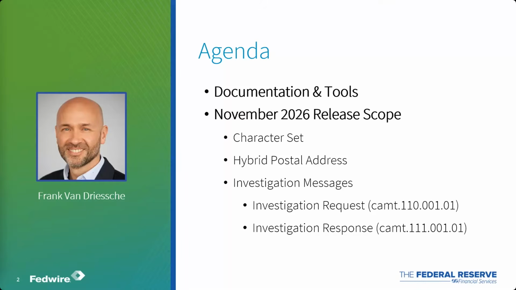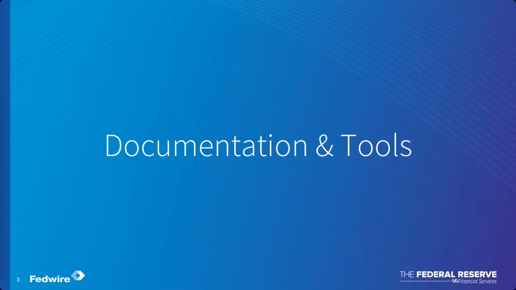We will talk about character sets, the implementation of the globally agreed hybrid postal address format, and then we will spend most of our time explaining how, as of November 2026, you will be able to leverage enhancements to our ISO 2022 investigation messages to optimize your payment investigation processes. Let's start with some information on the documentation and tools first. In the next set of slides, I will point out where you can find complete information on what I will cover in today's webinar, including tools we have already made available to our community to start testing against the changes scheduled for November 2026.